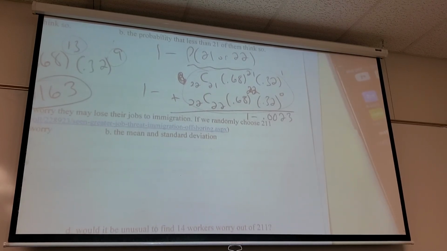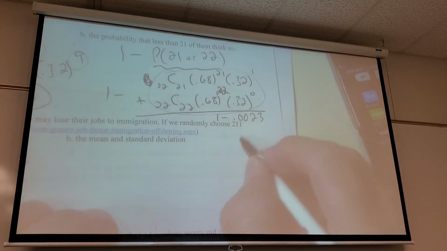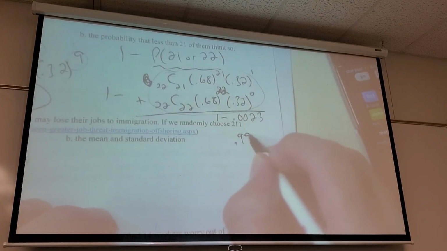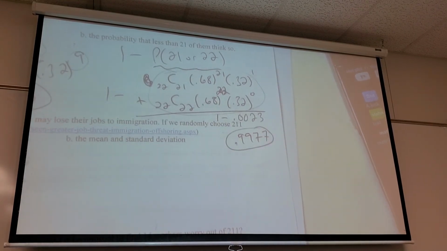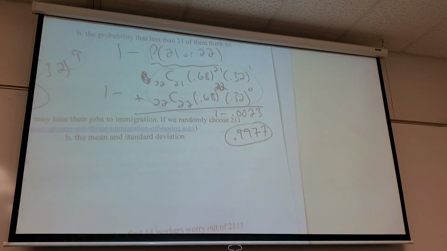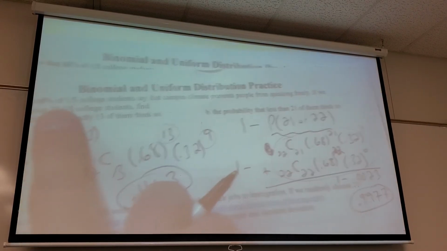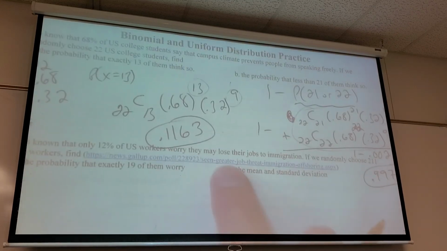Damn straight. I don't know if you guys remember my shortcut for doing this. 0.9977. So almost 100% chance that less than 21 of these people think that campus climate prevents people from speaking freely. By the way, I didn't put the link, but this actually does come from a study. I normally put the link on there, but oh well.